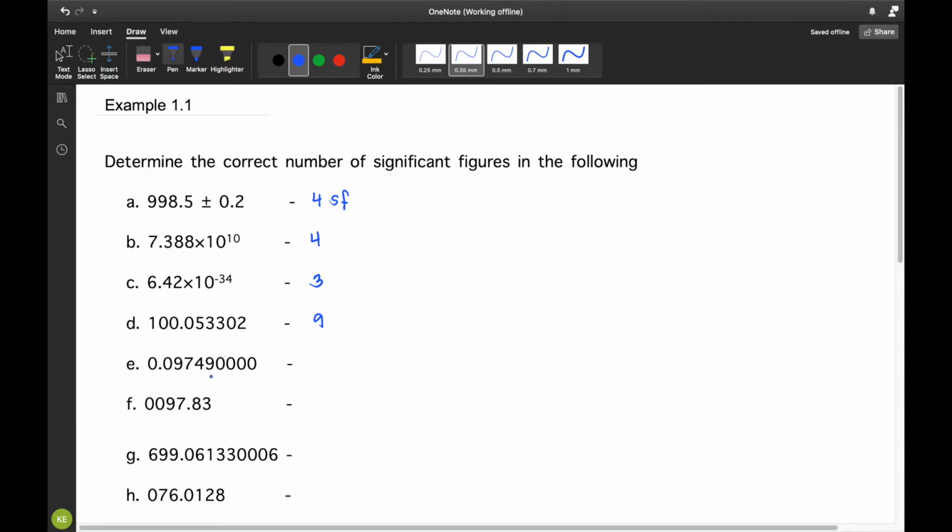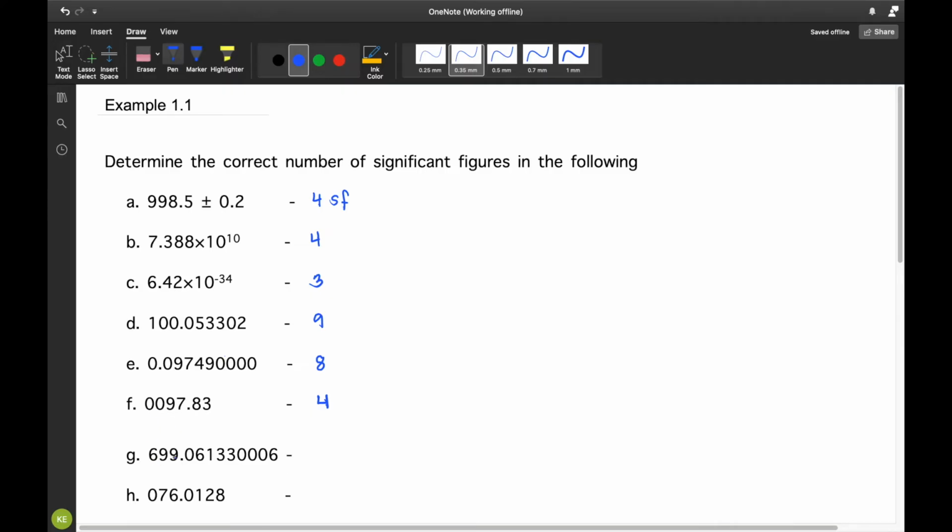Letter E, I'll have 1, 2, 3, 4, 5, 6, 7, 8. So you'll have 8 significant figures. I haven't included this zero here because, from the rule, zeros appearing before non-zero digits are not significant. Letter F. Yes, we'll have four significant figures. Again, I repeat, zeros appearing before non-zero digits are not significant.